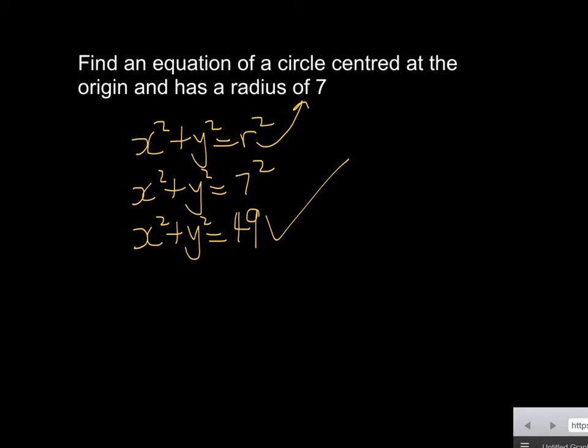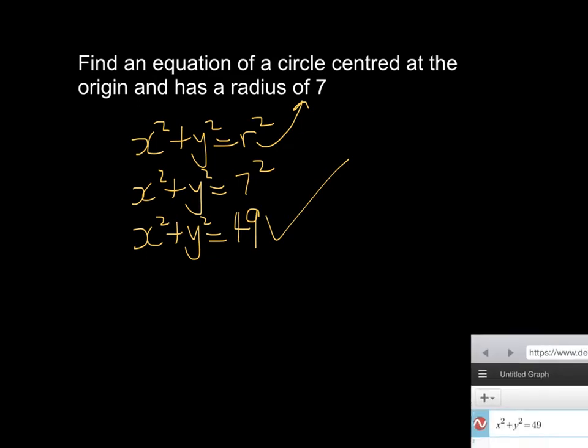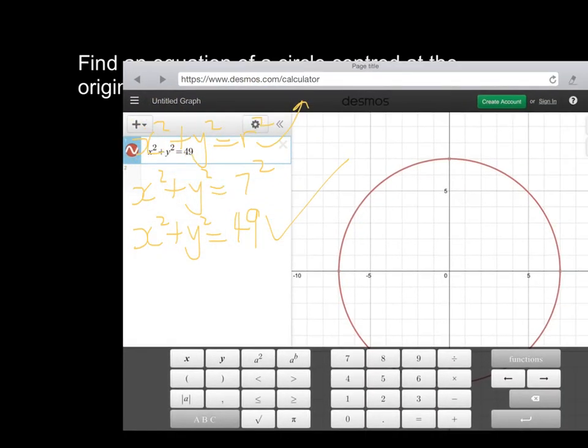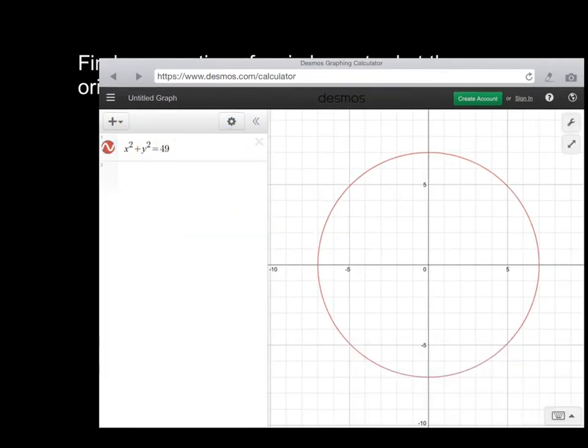So what does that look like for us on a graph? Let me pull it up so that we can see what happens. And here it is: x squared plus y squared is equal to 49. If you take a look, from here to here, the radius is 7. From here to here, the radius is 7. And if we were to check our math anywhere else, from here to here, that would be 7.